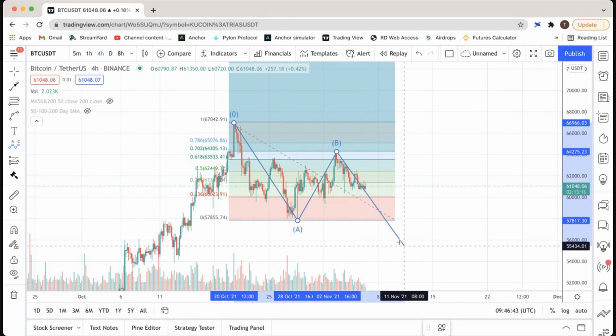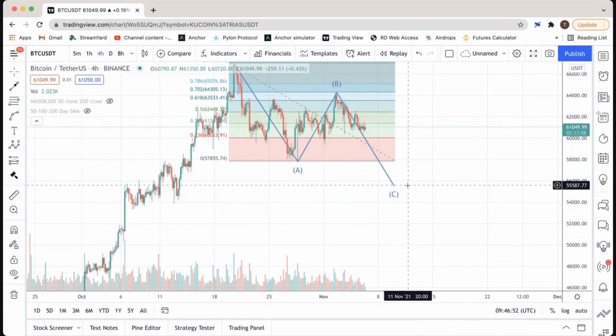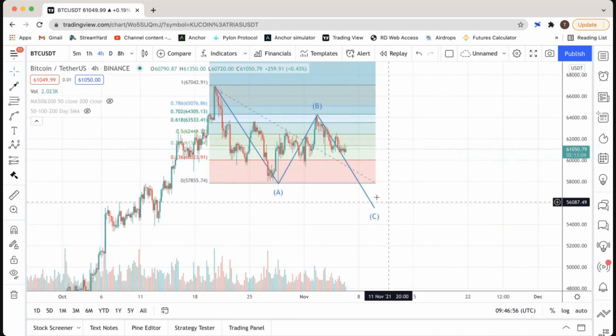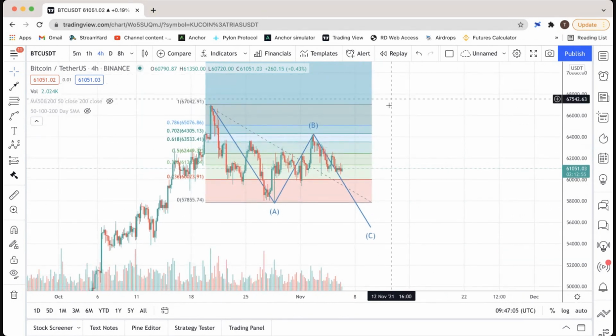And where's that going to go? It can go anywhere as long as it goes below the A. Where does it make sense to go? Maybe within this area here, because there was quite a lot going on. So short term we could, and again, I'm not saying this is going to happen, but we could see a C leg down towards 55k. But what would follow after that, I would expect a big bounce and then go on to make new all-time highs for Bitcoin.